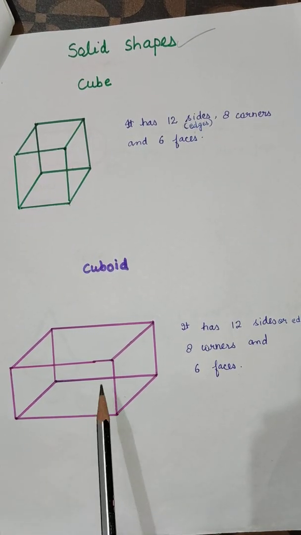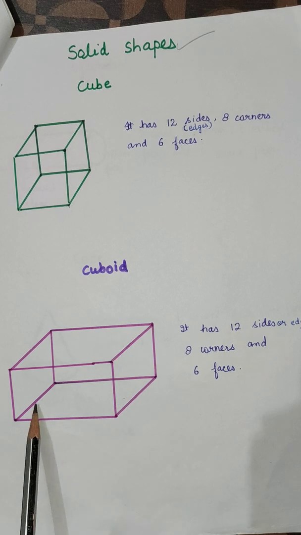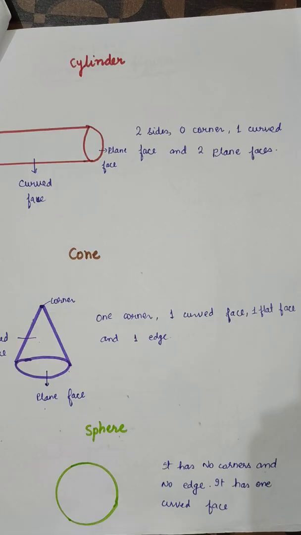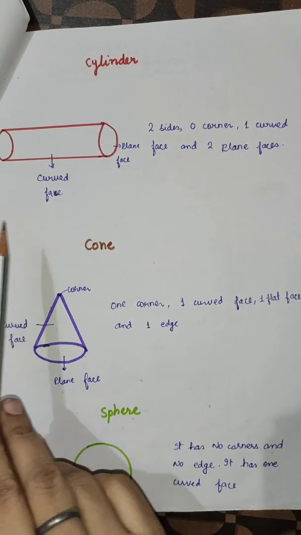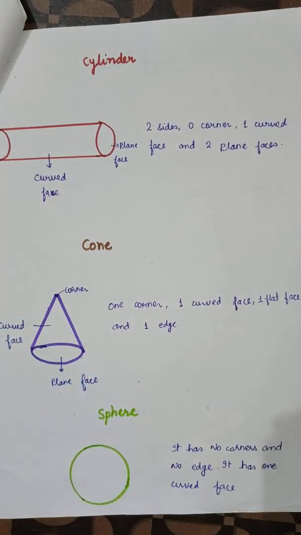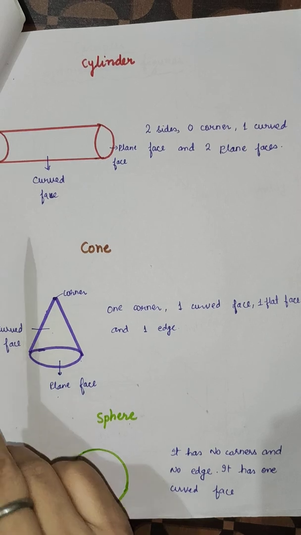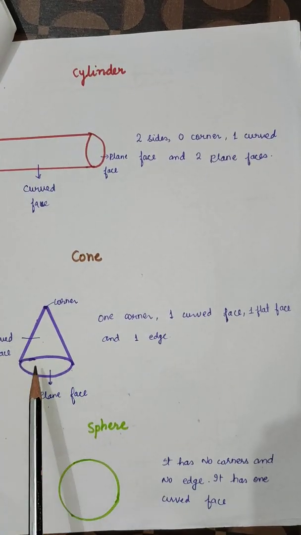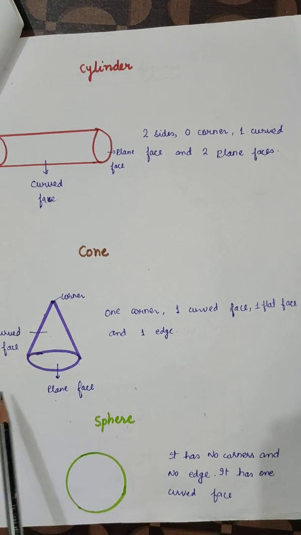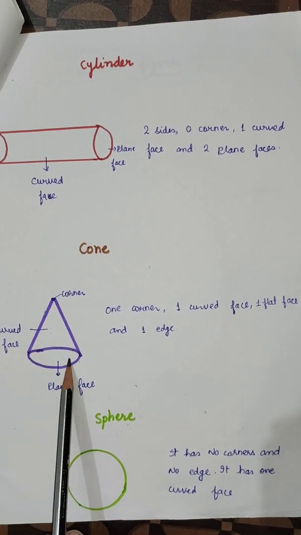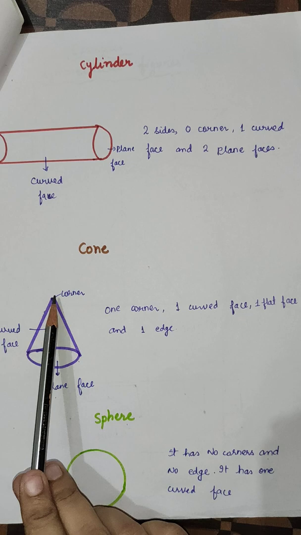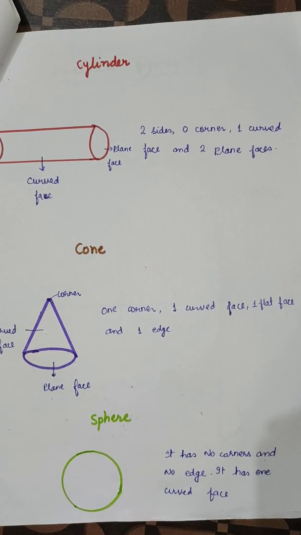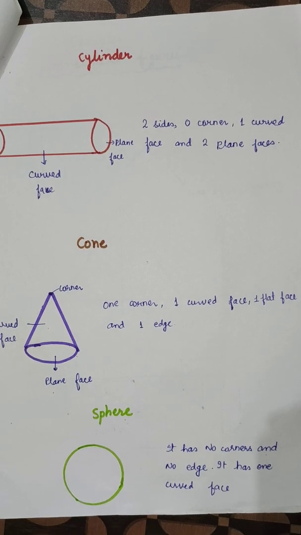A cuboid also has the same. It has 12 sides, 8 corners and 6 faces. A cylinder has 2 sides, no corner, 1 curved face and 2 plain faces. A cone has 1 corner, 1 curved face, 1 flat face and 1 edge. A sphere has no corner and no edge. It has 1 curved face.